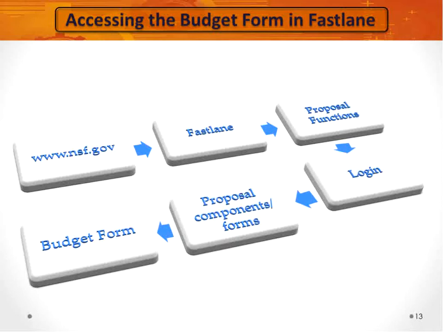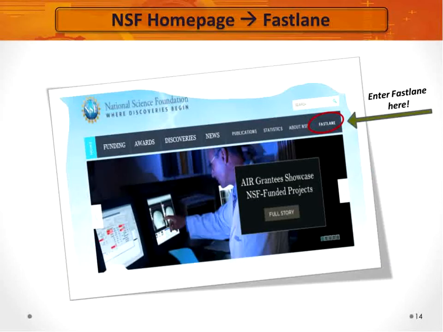So how do you get to this budget form in Fastlane? As you can see from this slide, it takes several keystrokes. I will walk you through this process that goes from the NSF homepage to Fastlane to proposal functions to login to proposal component forms, and finally to the budget form. It isn't necessary to write all of this down. You will have access to these slides following the webinar.